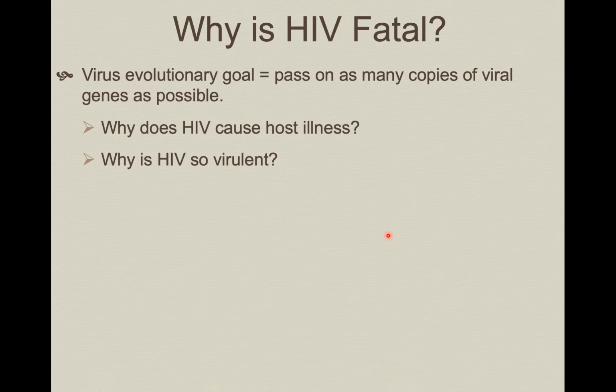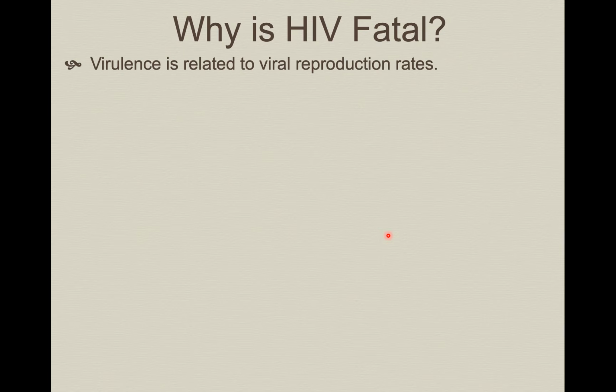But really, virulence is a measure of the reproductive rate of the virus. And that makes sense, right? The virus is hijacking your own cells to make copies of itself, and the faster it does that, the more of your host cells it's damaging, and so it's more likely to make you sick if it's more virulent, if it's reproducing more quickly. So virulence is related to the virus's reproductive rate.